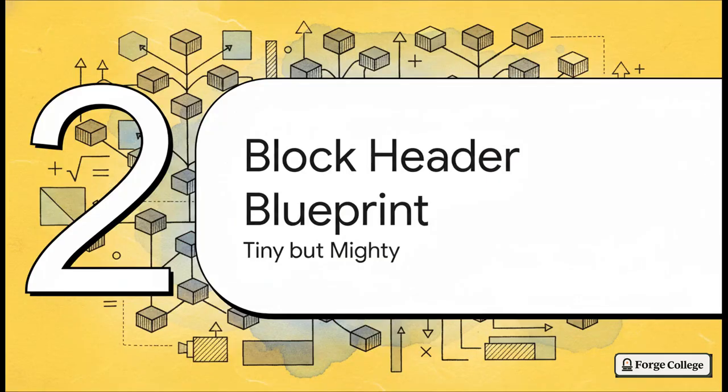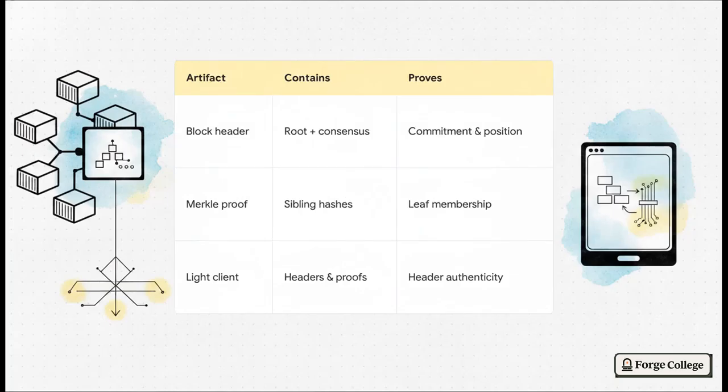Moving to Section 2. The block header blueprint. Tiny but mighty. This incredibly tiny but mighty blueprint perfectly illustrates the separation of powers in our machine. Just look at this schematic breakdown. We have three main artifacts. First up, the block header. It contains the Merkle root, a timestamp, and consensus fields. And what does it prove? It proves the commitment to the block data and its exact position in the chain.